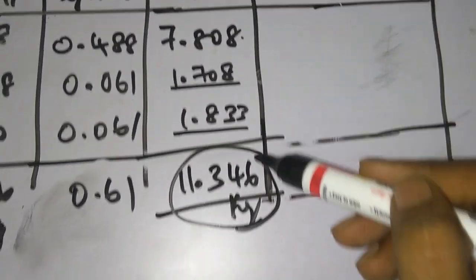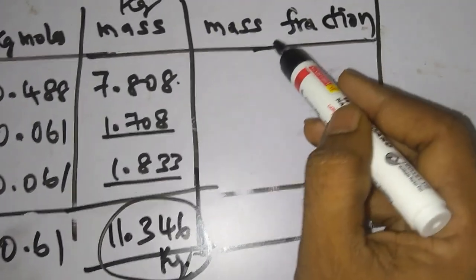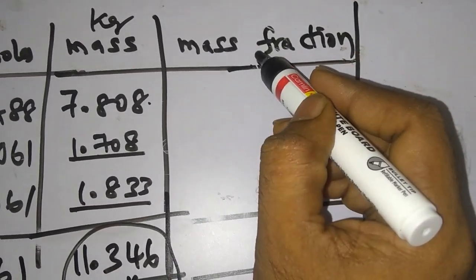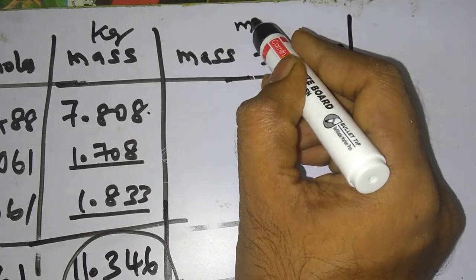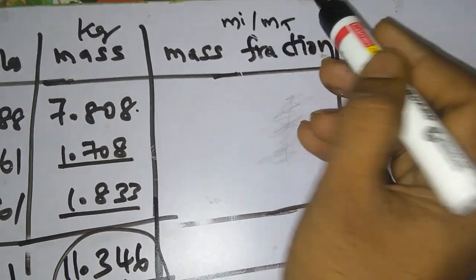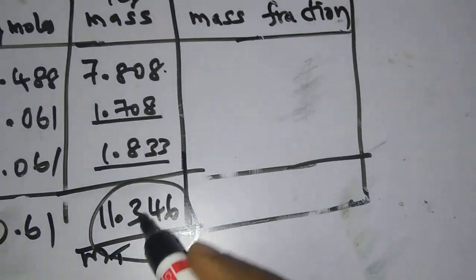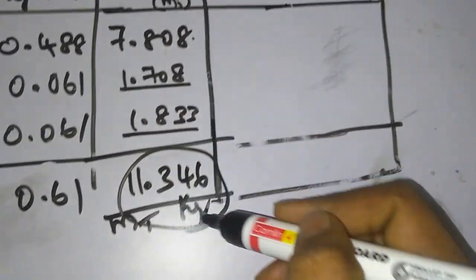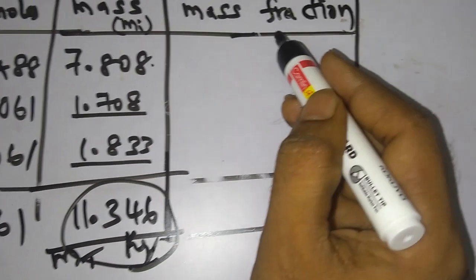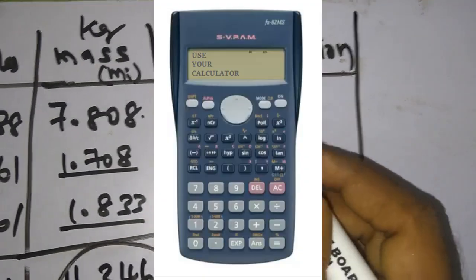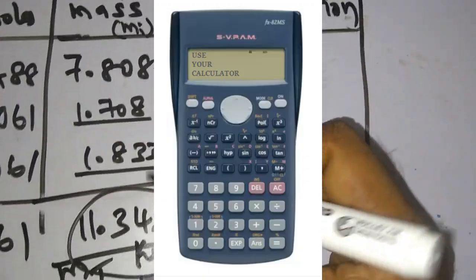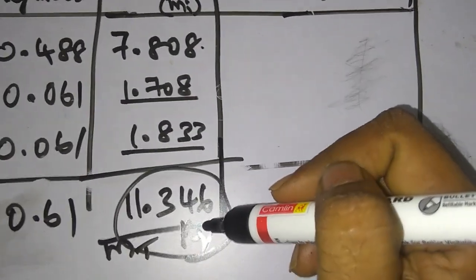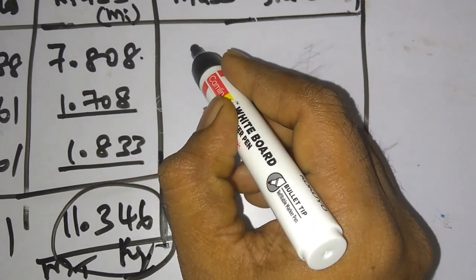So individual mass divided by total mass is mass fraction. Mass fraction is equal to mi by m total. So we got m total. Okay, this is mi. So mi divided by total mass, m total, we get mass fraction. So what is the value? 7.808 divided by 11.346. So that is your mass fraction.